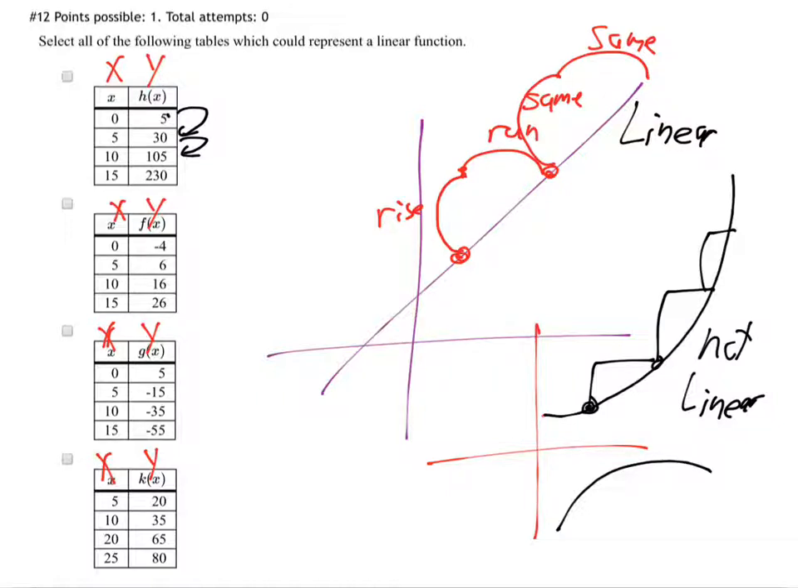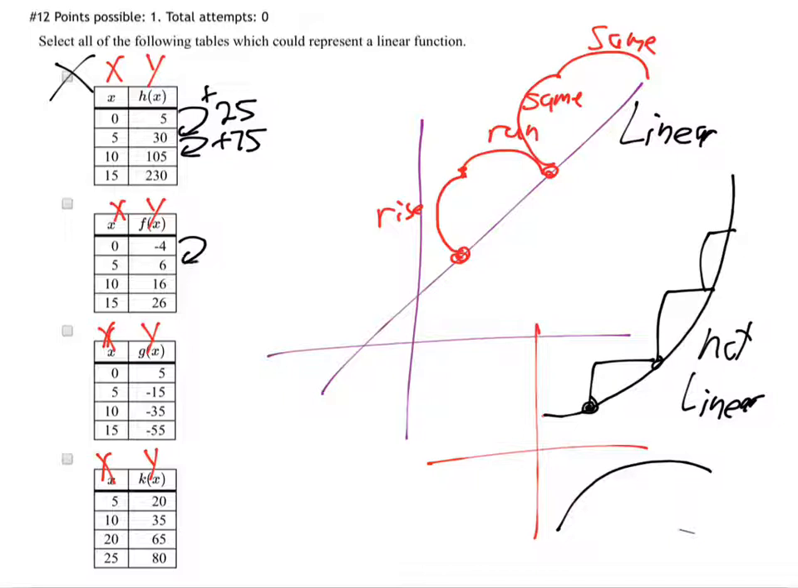From 5 to 30, how much did that go up? That went up 25, didn't it? From 30 to 105, how much is that? Not 25. Not 20, it's like 75, isn't it? That ain't it. No. Yeah, I think that's the second one.